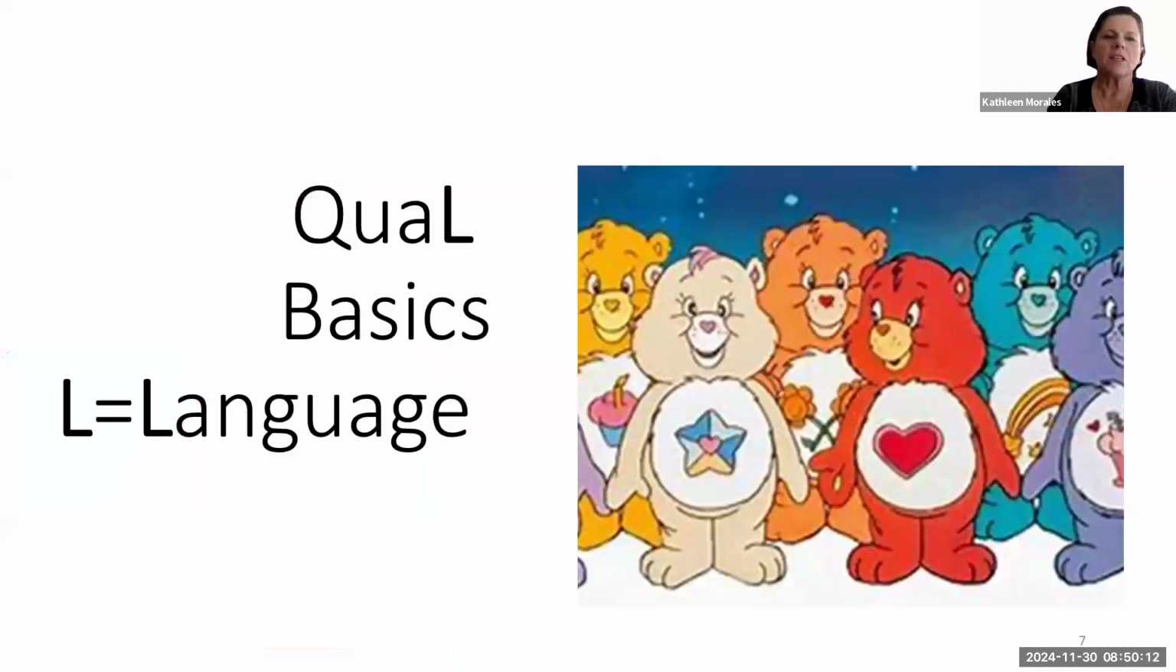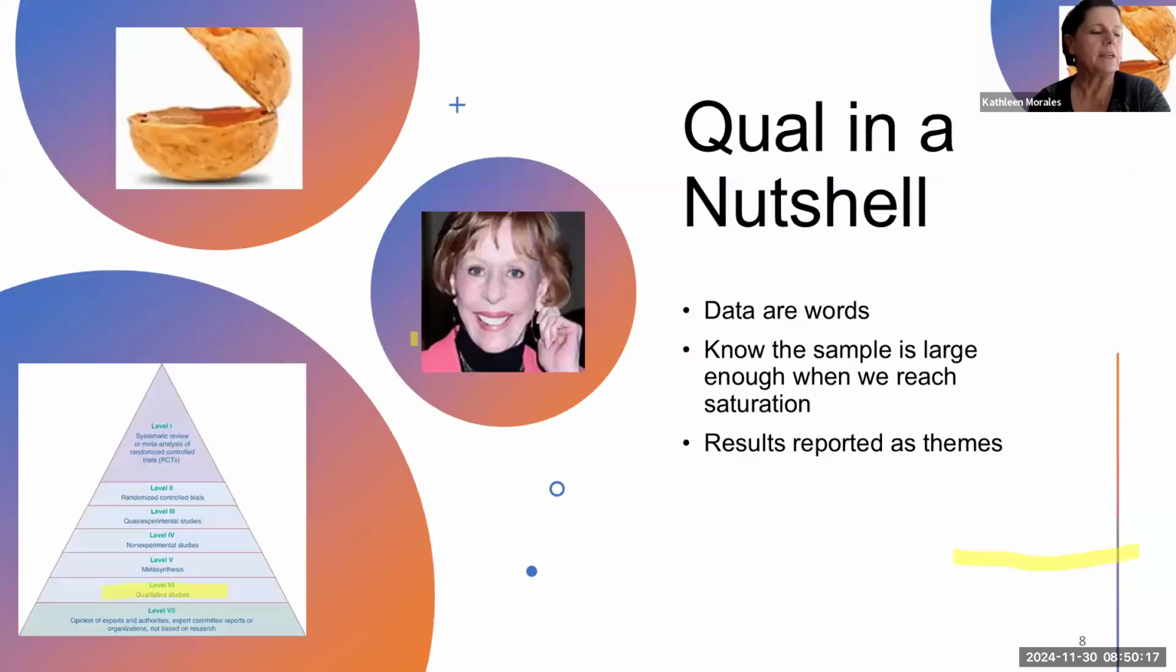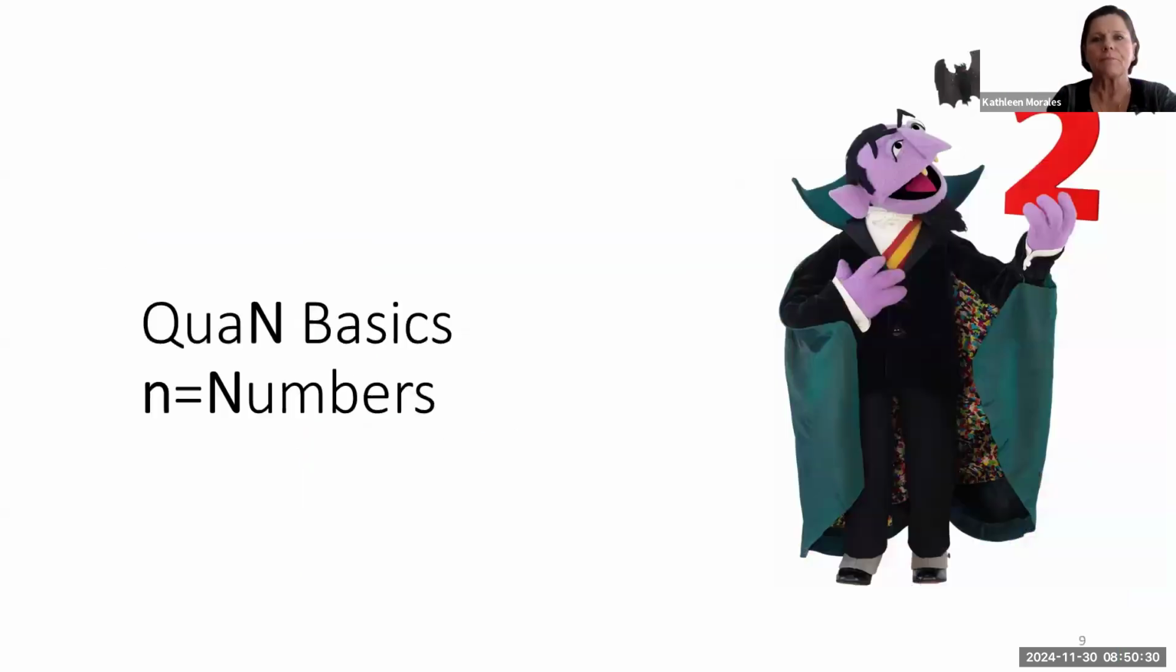The qualitative, think of language. If it had a mascot, it'd be the Care Bears. So with qualitative, the data are words. We know our sample's large enough when we start hearing the same thing over and over, that saturation, and the results are reported as themes.